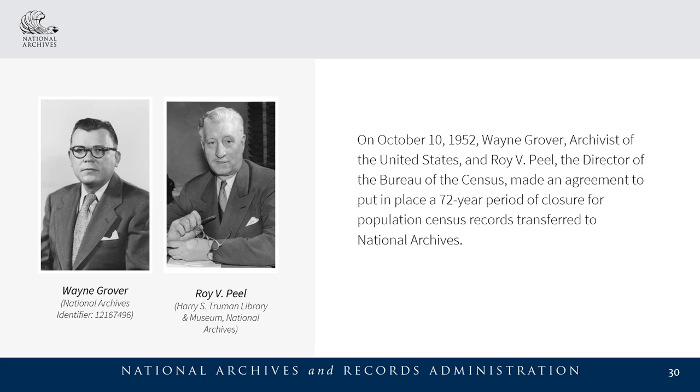Now, there is much debate on exactly where the number 72 came from, and there are theories abound. I haven't been able to find much in the records except for in the mid-1970s in a congressional hearing, when then acting Archivist James O'Neill testified, and I quote, "Shortly after the National Archives was established and population census schedules transferred to the archives, the director of the Bureau of the Census and the Archivist of the United States agreed that early population census records, 1790 to 1870, would be open to all researchers immediately."